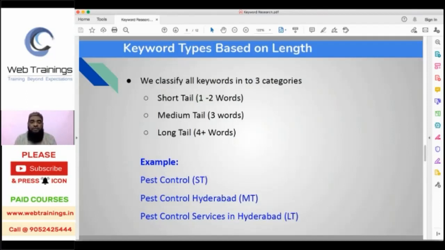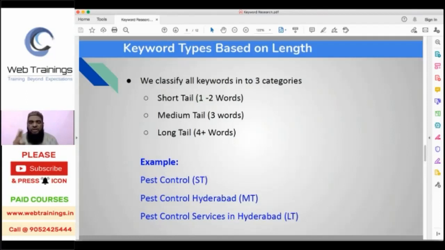The point of this discussion is types of keywords by length. What does that mean? Just now I told you types of keywords: informational, navigational, transactional. But these are based on the intention of the user, meaning what I want to do. Now, in the same way, we have keywords based on the length of the query.